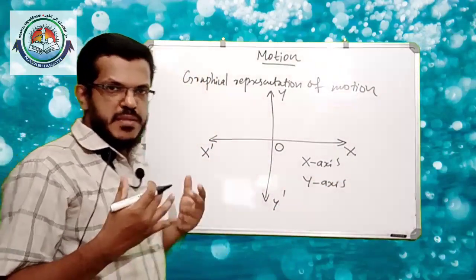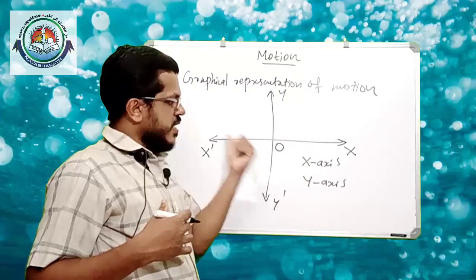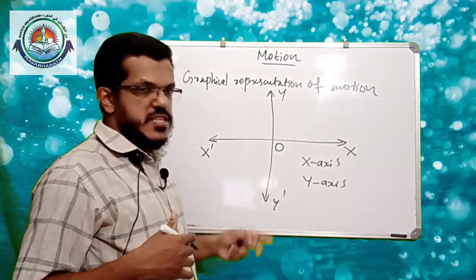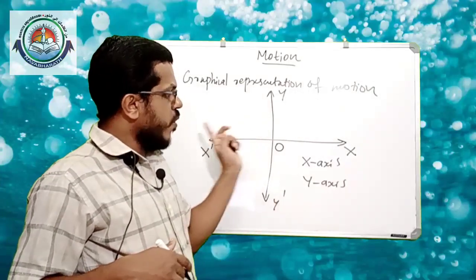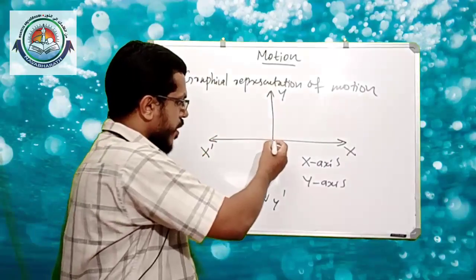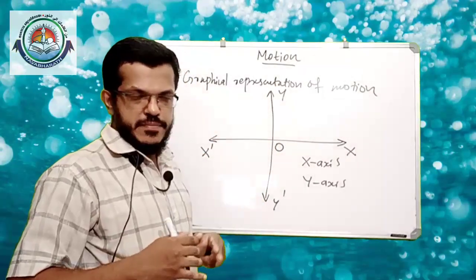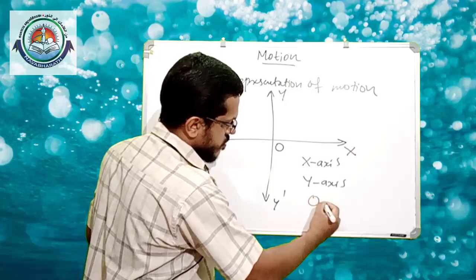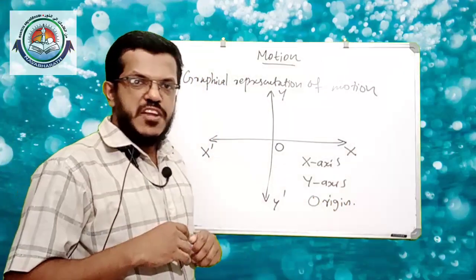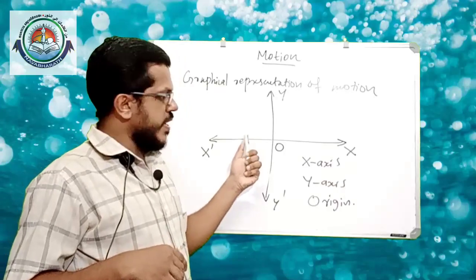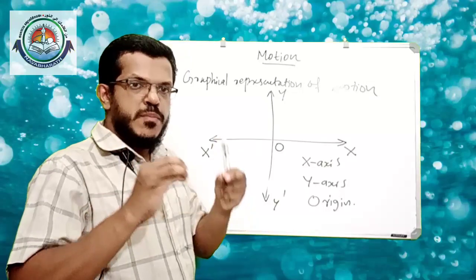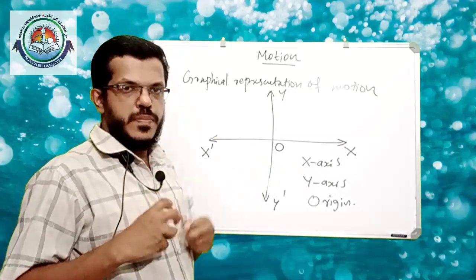You already learned in mathematics that the horizontal line is known as the x-axis, and the vertical line is known as the y-axis. Where the horizontal x-axis and y-axis intersect, that is known as point O, the origin. All the measurements start from this origin, along the x-axis and y-axis.